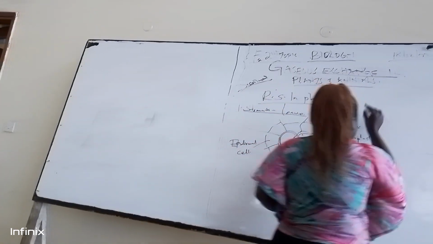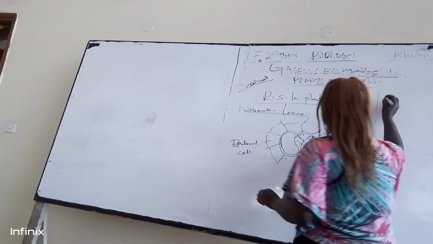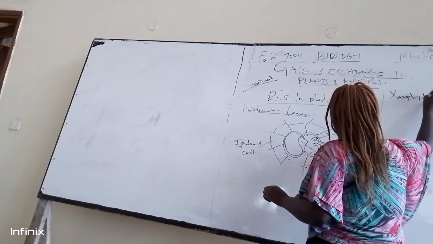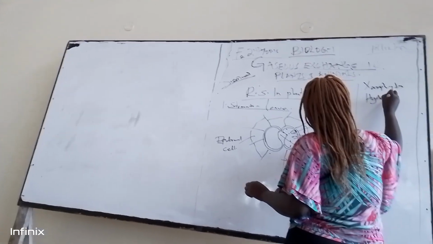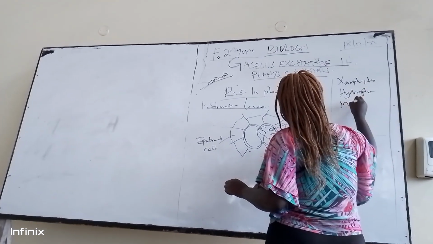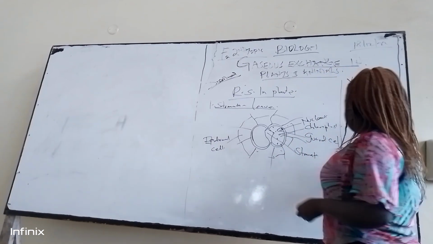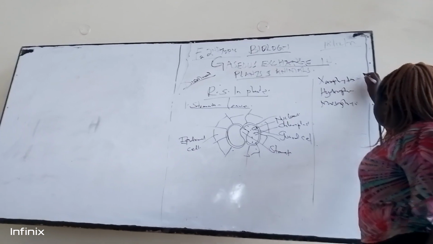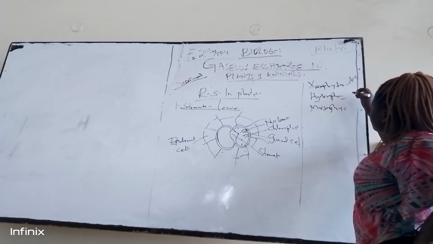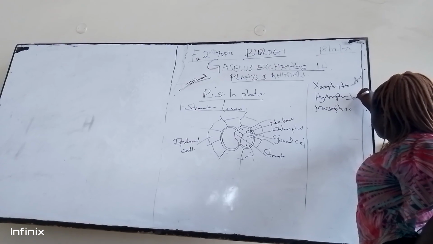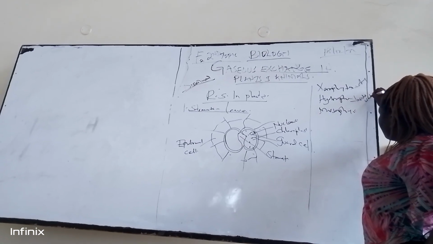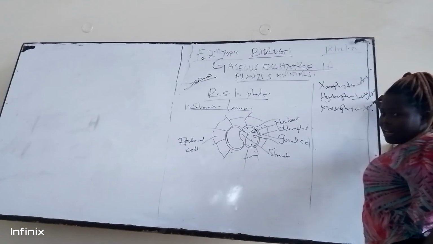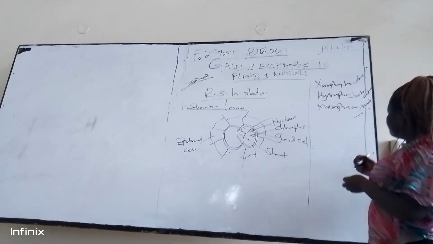We have different types of plants. We have xerophytes, we have hydrophytes, we have mesophytes. Xerophytes are plants that grow in arid or semi-arid areas, that is in dry areas. Hydrophytes grow in aquatic areas, inside the water. Then we have mesophytes, also in aquatic areas, but not inside the water.